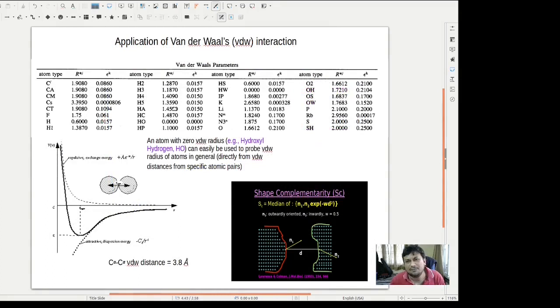There are many applications of the Van der Waals interaction. You can derive the Van der Waals radii of different atom types, which will depend on the atom type itself and also on the hybridization. For example, an sp3 hybridized carbon has a Van der Waals radius of 1.9 angstrom. So a C alpha Van der Waals distance will be 3.8 angstrom. There is also extended application for structural bioinformatics, where you can compute the shape correlation between interacting molecular surfaces, interacting protein surfaces, for example, which is also a resultant of the Van der Waals interaction.